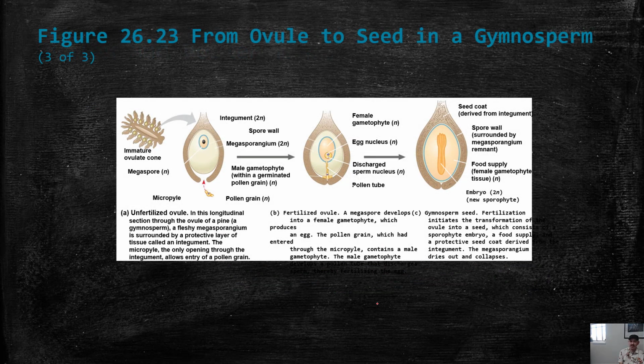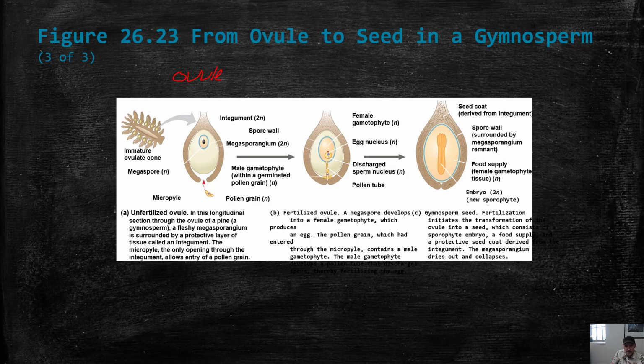So just to give you an idea of all this, here's a fancy drawing showing you some of this stuff. So here's a pine cone, a female pine cone. There's the integument, which will become the outer part of the seed when it's all said and done. So this is an ovule right here. An ovule is an immature seed. Ovule, O-V-U-L-E. Sorry, I'm drawing with a mouse. And so there's a megaspore in there. It grows into a female gametophyte.